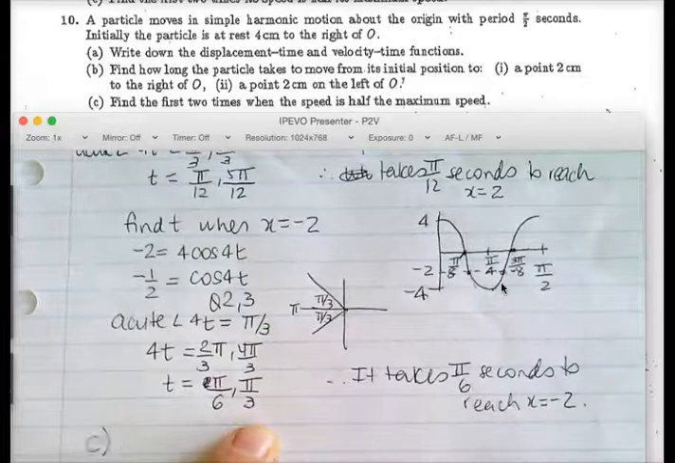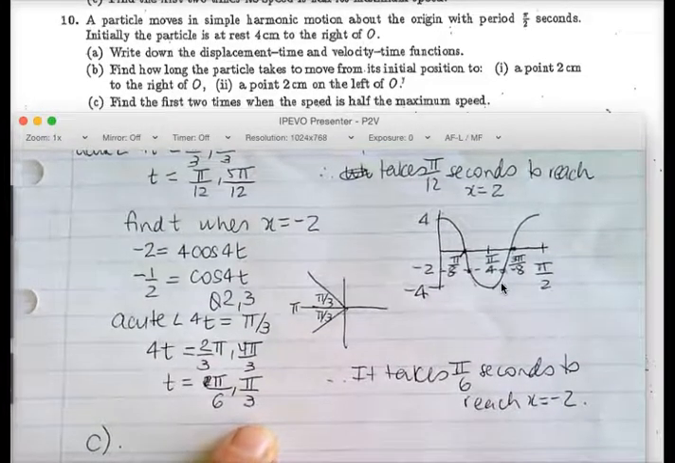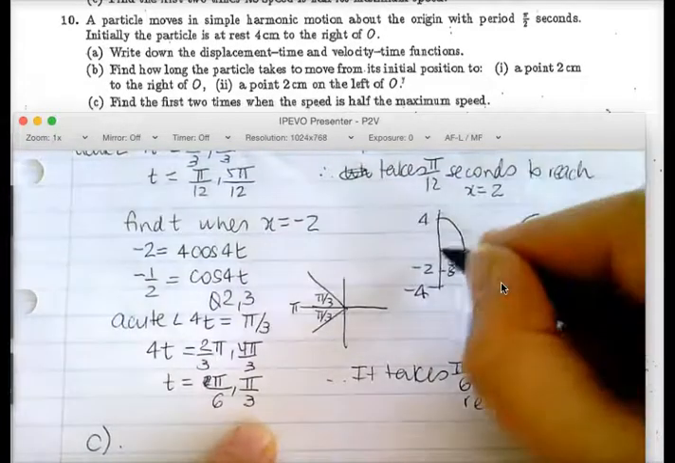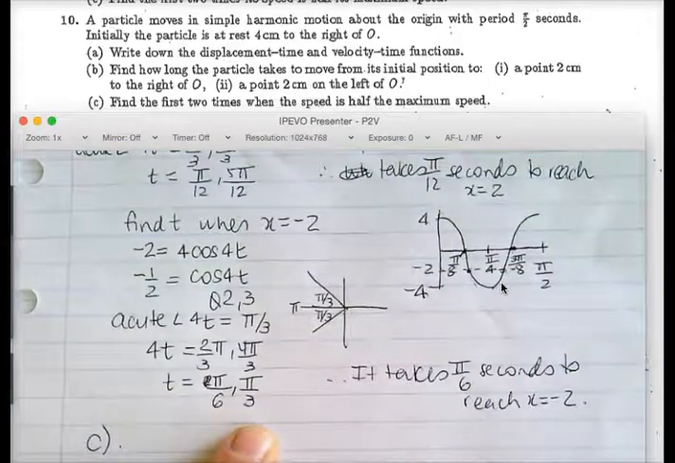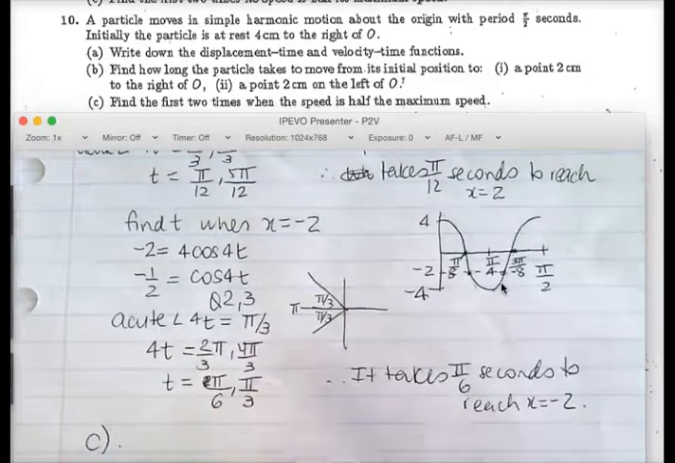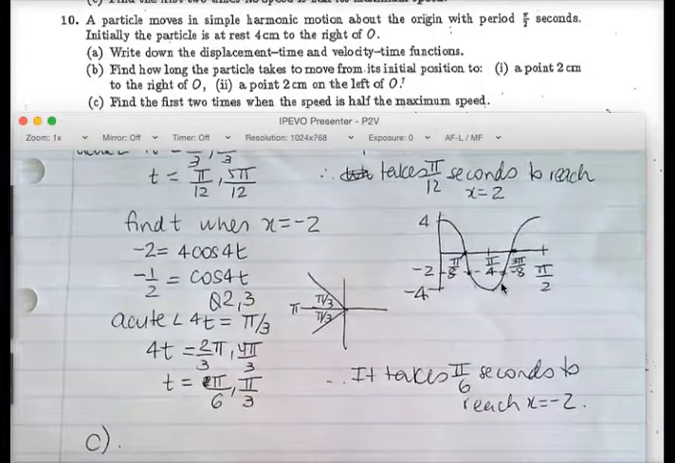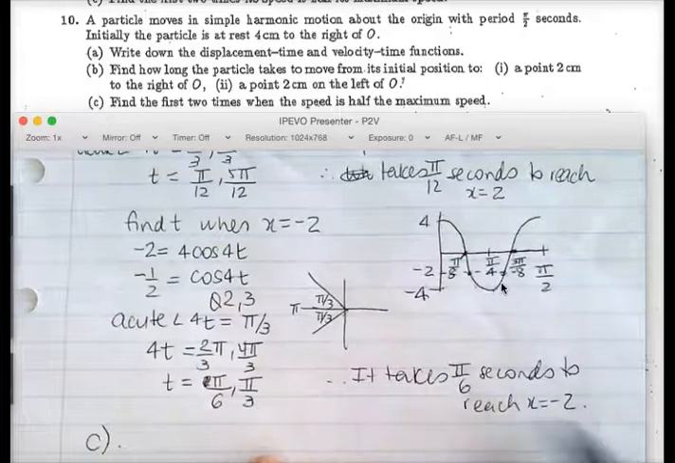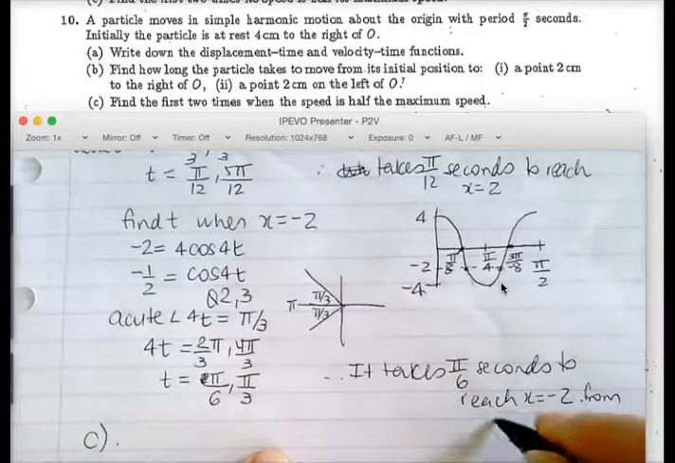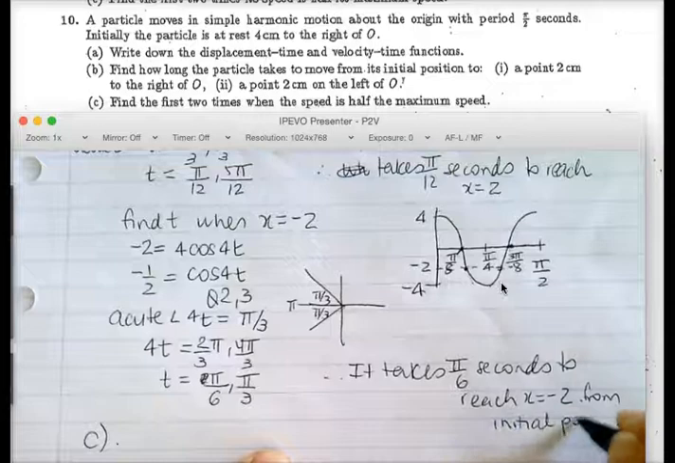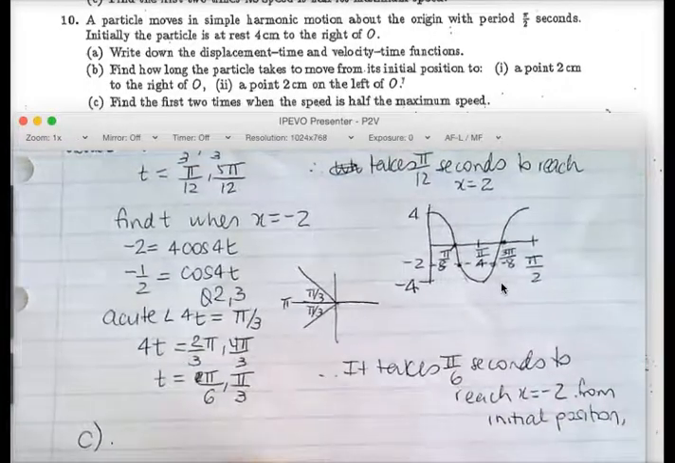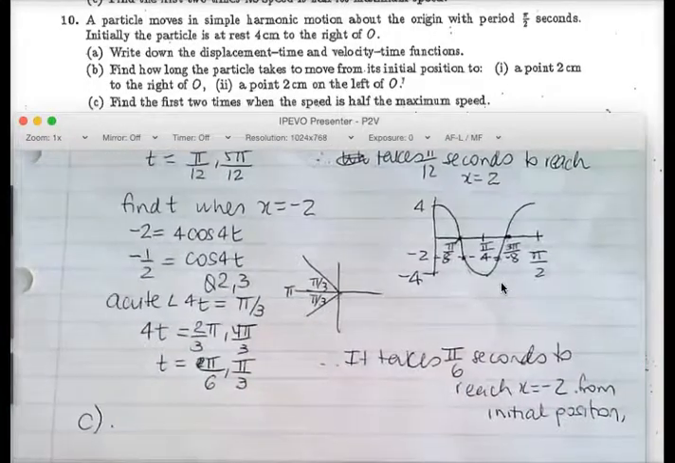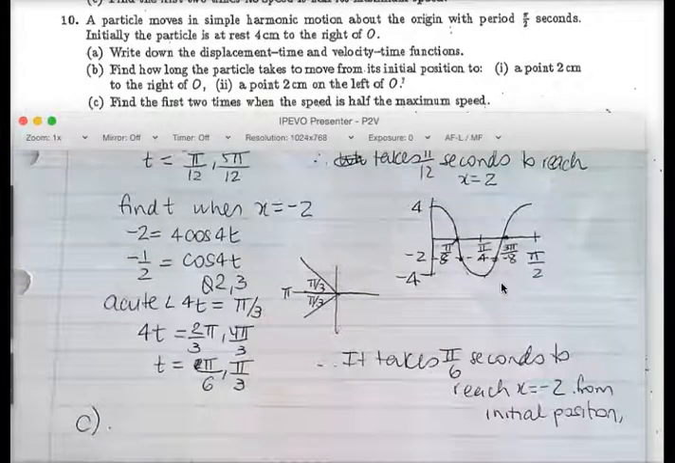Well, it says, yeah, how long does it take to move from the initial position to there? You've got to read it in context with the question. So they only wanted to know from the initial position to that. If they wanted to know the 2 times when it's there, you put both answers. But they wanted to know how long it takes to reach that from the initial position. That's why. Okay? And the last question, find the first 2 times when the speed is half the maximum speed.